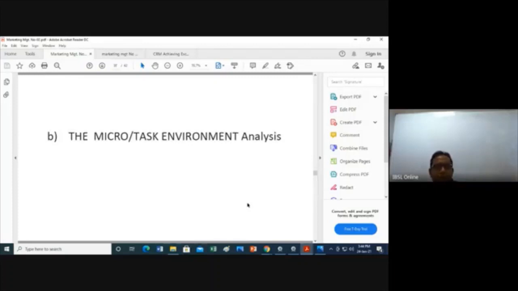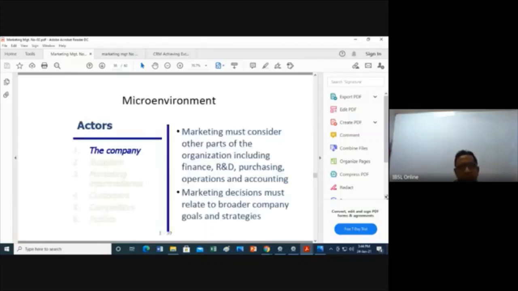Then come to the other set of environment. We said there are two broad environments. One is the macro environment that we discussed under the PESTEL model. And the second part is the micro, the task environment, that we need to analyze. So what are the actors in this environment? The company: marketing must consider other parts of the organization, including finance, R&D, purchasing, operations, and accounting. Marketing decisions must relate to broader company goals and strategies. So the micro environment includes the company and its various functions.